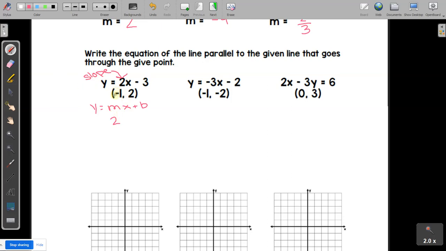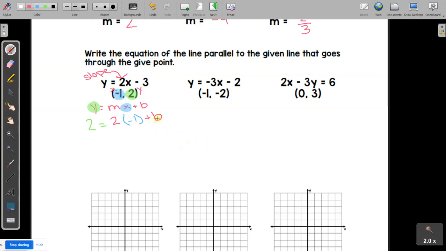So we're going to substitute in 2 for our m. We are given an x and we are given a y. So substitute that in. We're going to substitute in negative 1 for our x. We're going to substitute in 2 for our y. So let's do that. We have 2 equals our slope times -1 plus b.